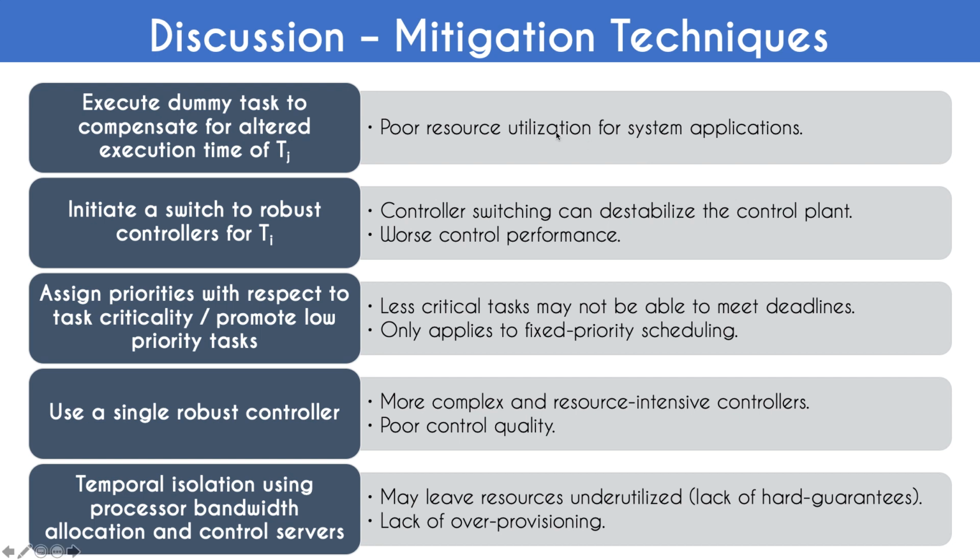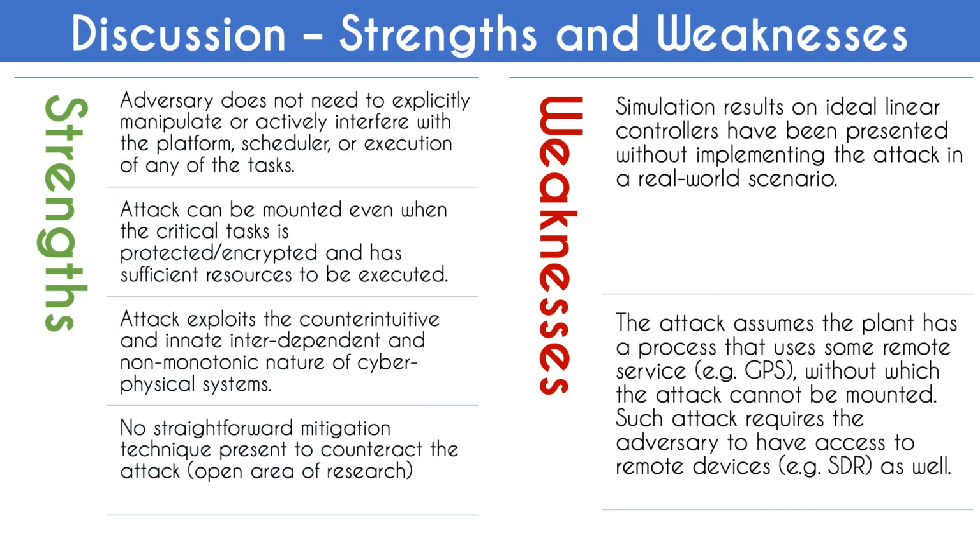We could use a single robust controller. However, this may be more complex and resource intensive, and we might not be able to get the desired control quality as well. And lastly, we could use temporal isolation using processor bandwidth. That is, we could assign a certain processor time to a certain task. However, this might leave the processor clock underutilized as well.